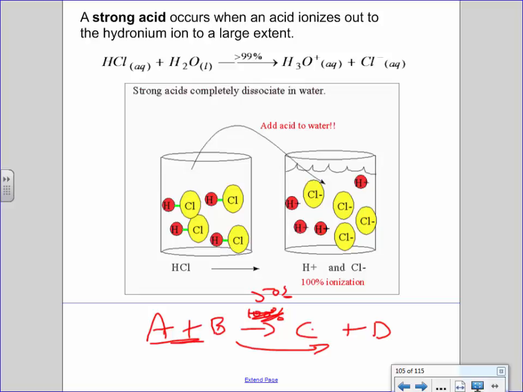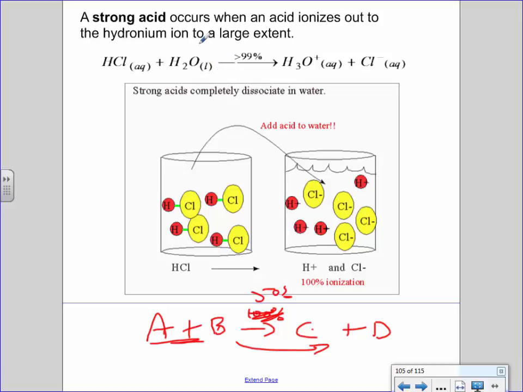Well, that percent ionization really applies to acids then. Because remember, acids ionize. So sometimes what we'll do is we'll write a percentage on top of our arrow sign. And that percentage is what tells us how often our reaction occurs.